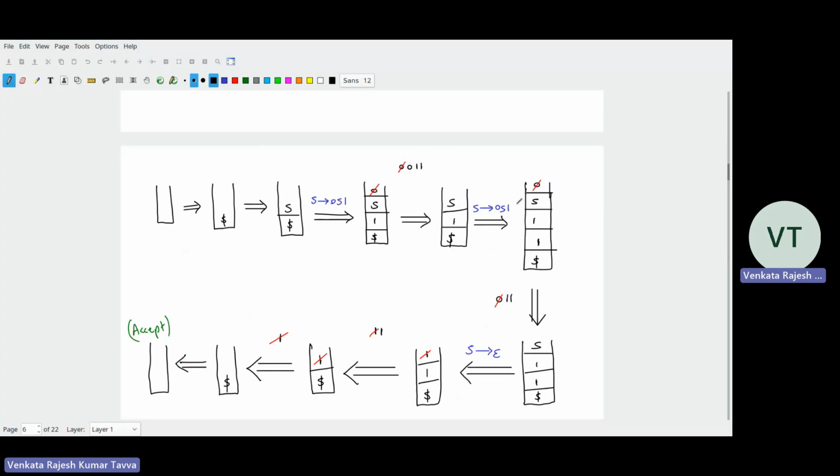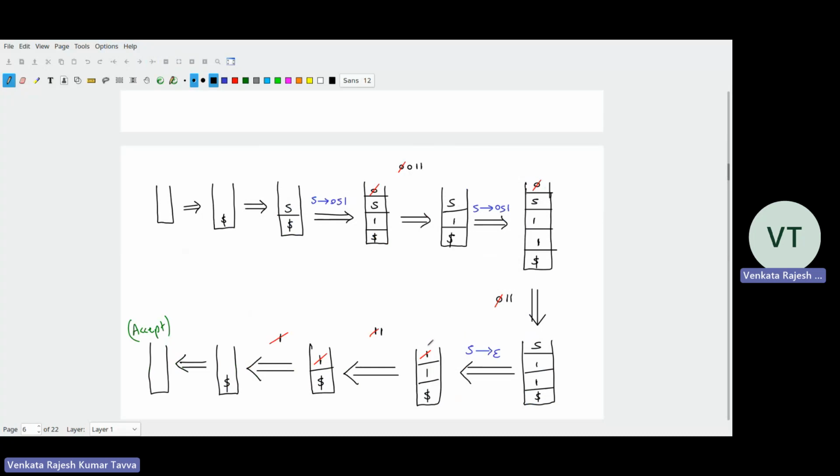Again, we are applying the rule S goes to 0S1, right? And we are pushing 1S0 in that order. Now we got a terminal symbol on top of the stack. We compare it with the next input symbol, that is also 0. They match. So you pop this top symbol. Now you again get S on top. Now you again apply a rule. In this case, you apply the rule S goes to epsilon. Okay. So you pop S and you push epsilon, that is equivalent to pushing nothing.